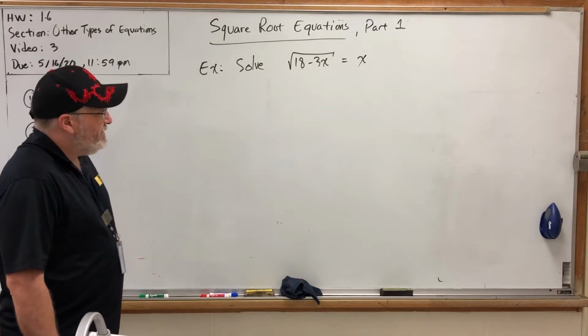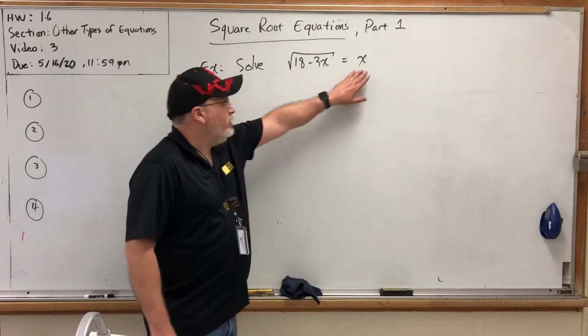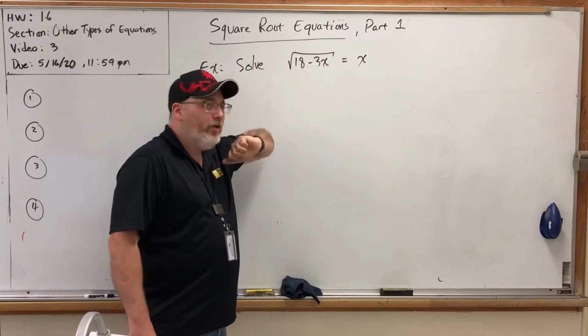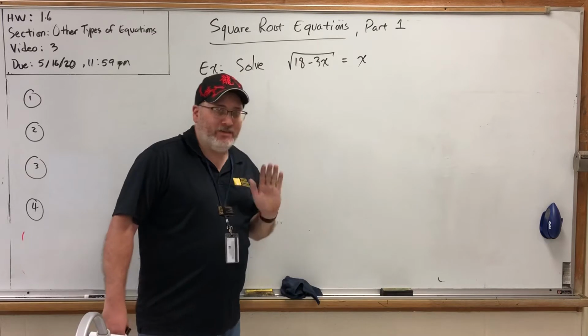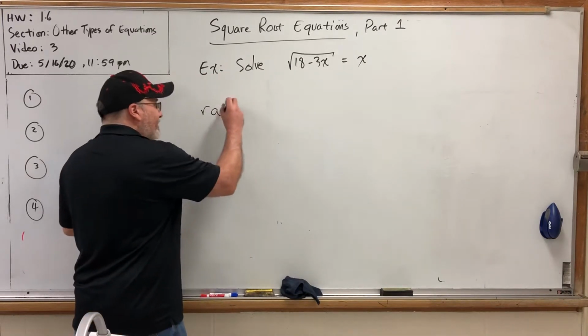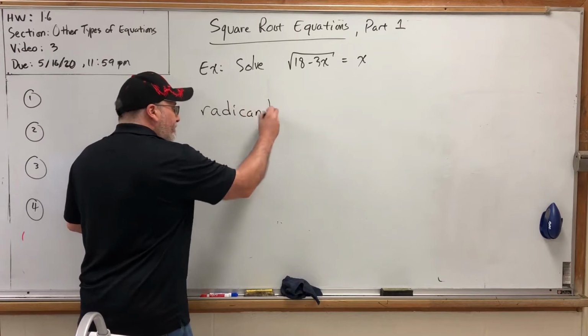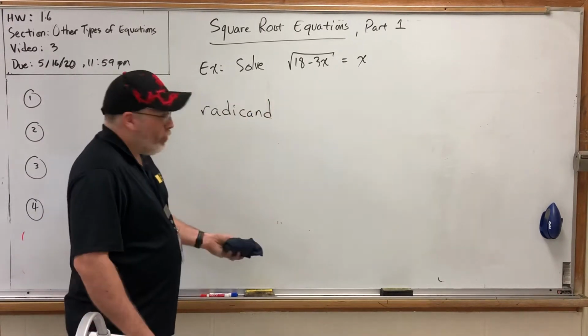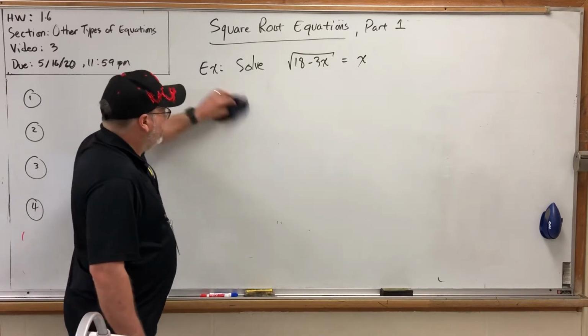Solve the square root of 18 minus 3x is equal to x. You may notice in some of these square root problems I'll drop a little tail. That's to emphasize that that is the end of the square root's radicand. Radicand, R-A-D-I-C-A-N-D, is the name of the thing under a square root symbol, or a cube root, or any other root.